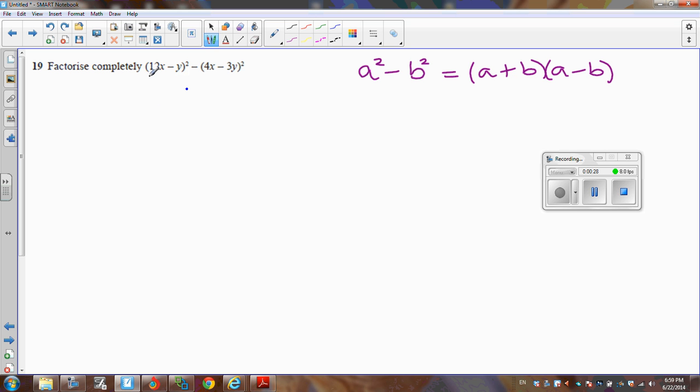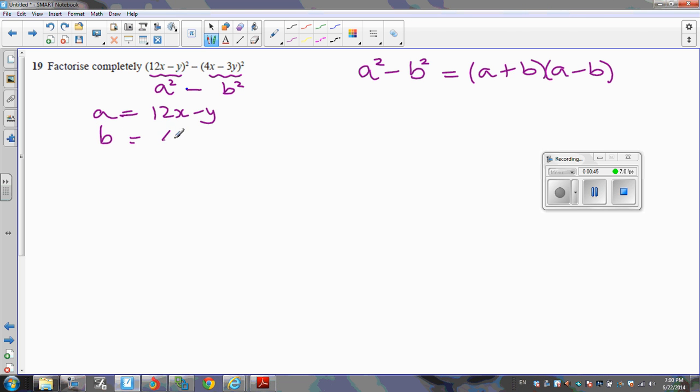So if you like, this first bracket is the equivalent of a squared, and this second bracket is the equivalent of b squared. The a here is the same as 12x minus y, and the b is the same as 4x minus 3y. So to factorize it, I'm going to write a plus b in a bracket, a big square bracket. Well, a plus b is 12x minus y plus 4x minus 3y.